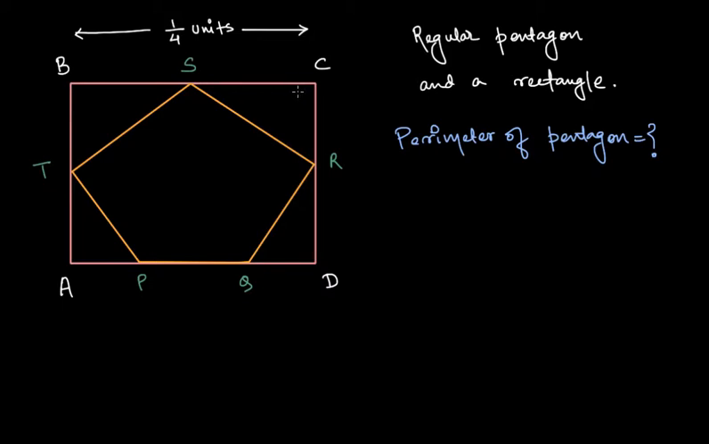In this given question, we have a regular pentagon inscribed inside a rectangle ABCD. The length of the side BC is given as 1 by 4 units. Having said that this is a regular pentagon, this is a rectangle, nothing else is given, we need to find the perimeter of this regular pentagon.